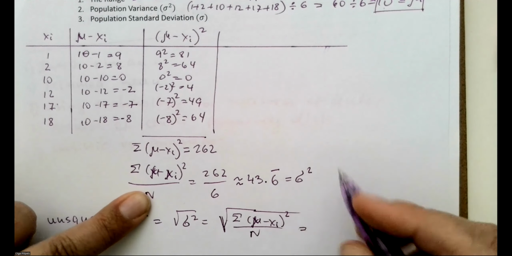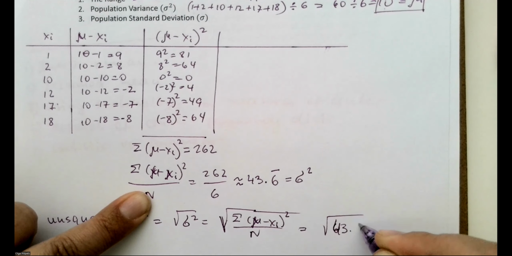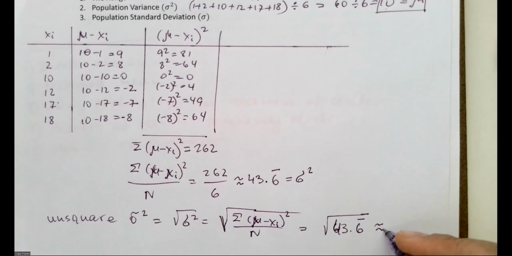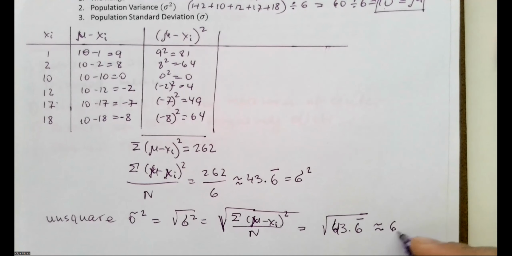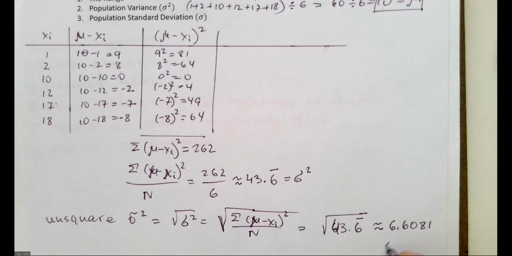Okay, so we take a square root of 43.6 repeated, and that will be approximately 6.6081 rounded to 4 decimal places. And that is our standard deviation. And the standard deviation is denoted by just sigma without a square.